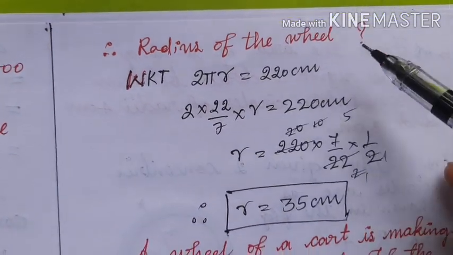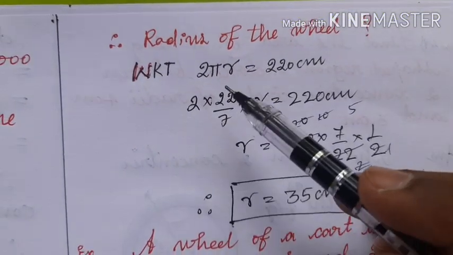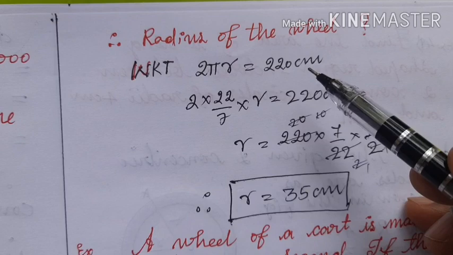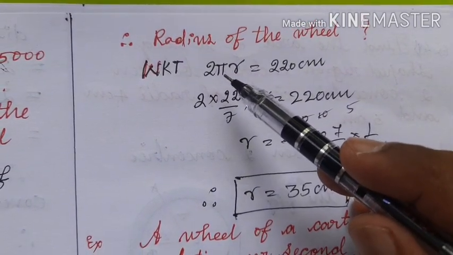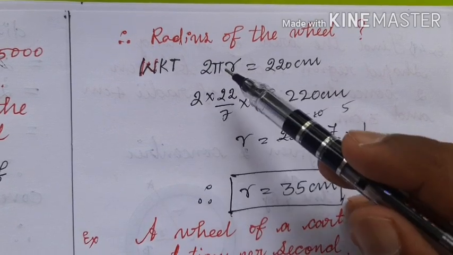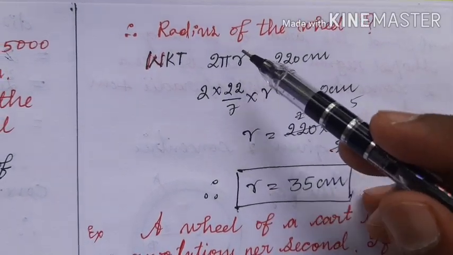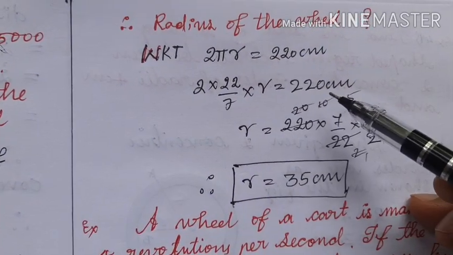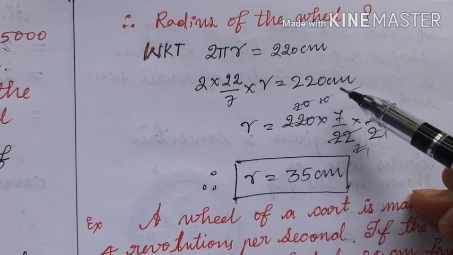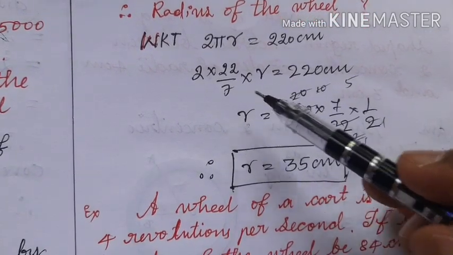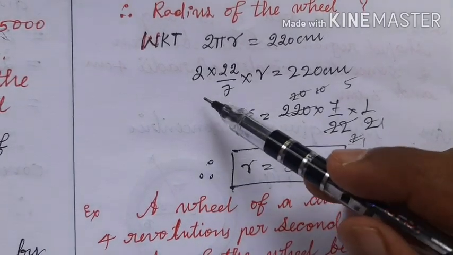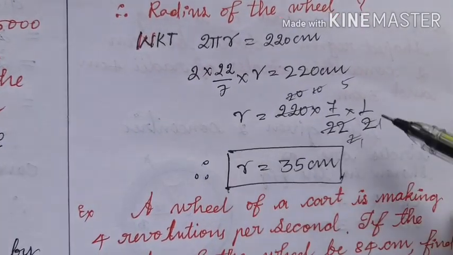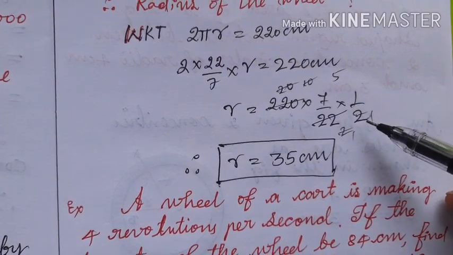See here, we know that 2 pi r is equal to 220 centimeter. To find the radius of the wheel, let me substitute the values. 2 into 22 by 7, radius is r, is equal to 220. So this 2 into 22 by 7 is transposed, this side becomes 7 by 44, and this 2 means 2 by 1. When this 2 by 1 comes, this side becomes 1 by 2.